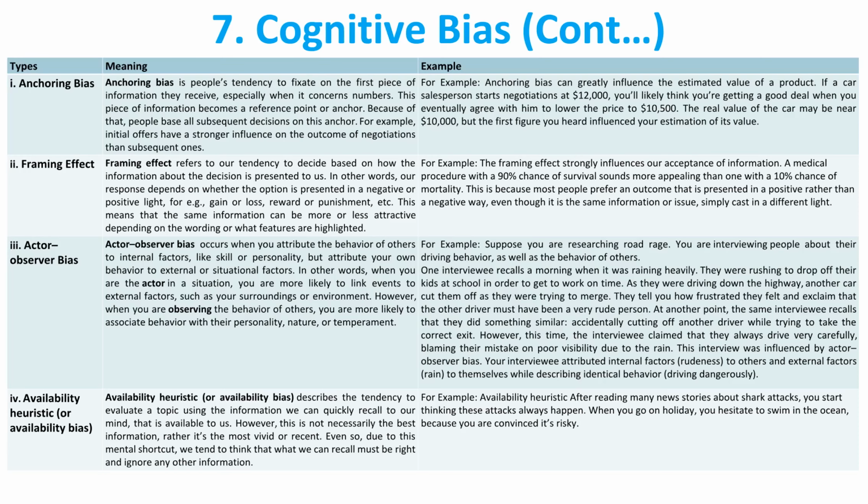Actor-observer bias occurs when you attribute the behavior of others to internal factors, like skill or personality, but attribute your own behavior to external or situational factors. In other words, when you are the actor in a situation, you are more likely to link events to external factors, such as your surroundings or environment. However, when you are observing the behavior of others, you are more likely to associate behavior with their personality, nature, or temperament.